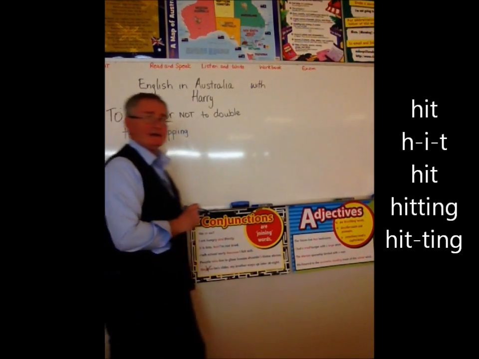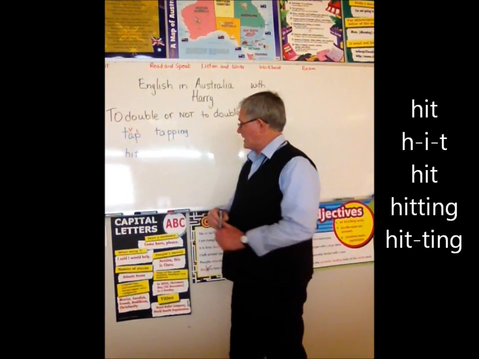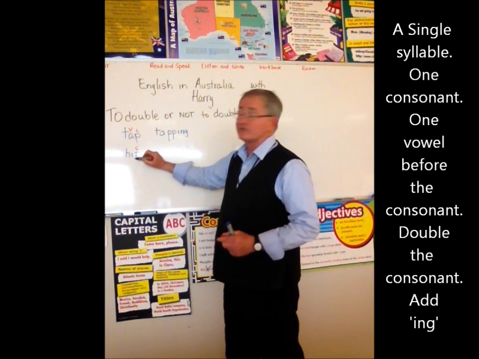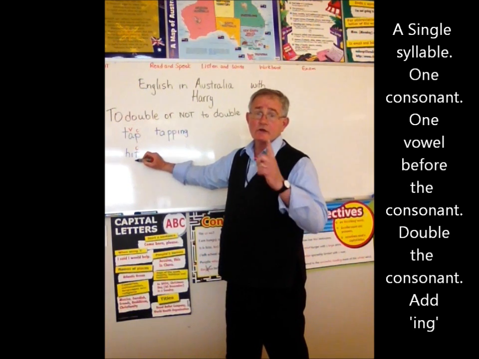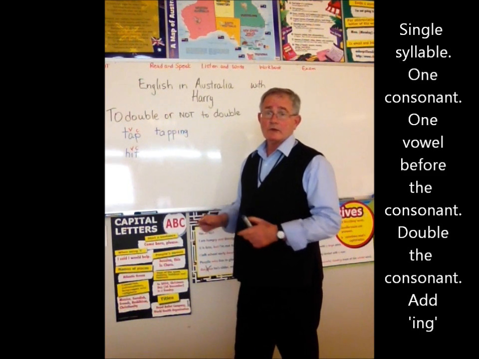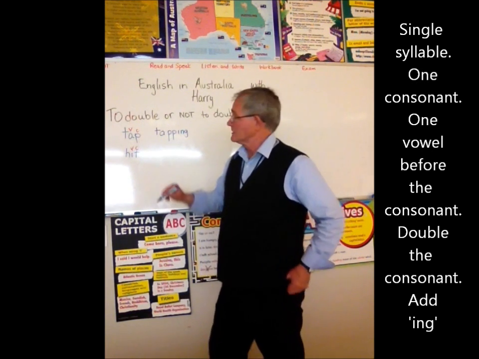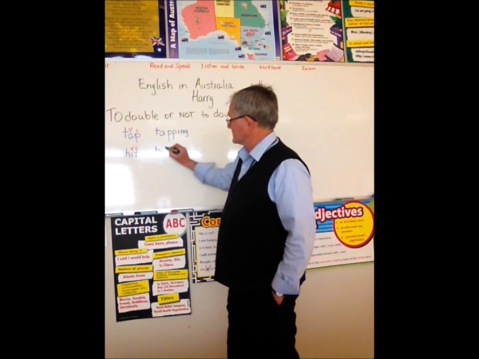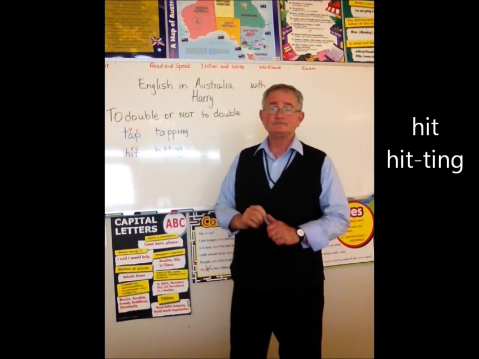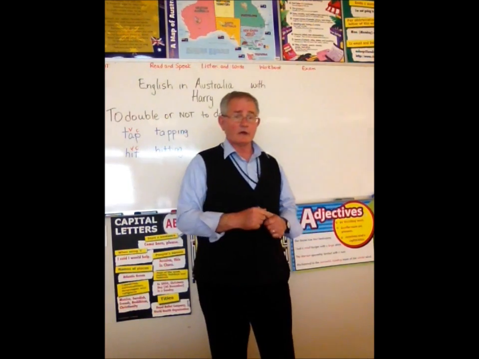And so, let's have a look at the word hit. So, again, we have a single consonant at the end of the word. It's a single syllable. One consonant at the end of the word, one vowel. And so, we can say double the consonant and add ing, such as hitting.